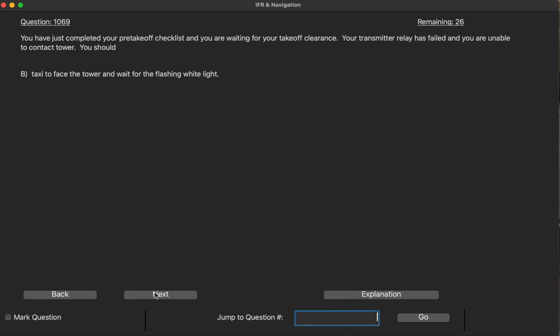You have just completed your pre-takeoff checklist and you are waiting for your takeoff clearance. Your transmitter relays have failed and you are unable to contact tower. You should taxi to face the tower and wait for the flashing white light.